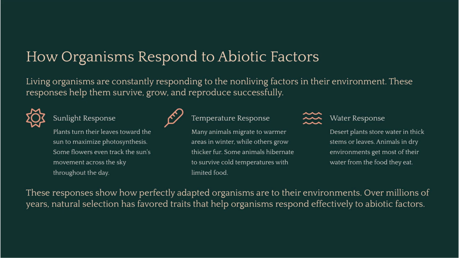It's not just living things that interact with each other. Organisms are constantly responding to the abiotic factors in their environment. A plant needs sunlight and water to make food. A fish needs a certain water temperature to survive. Animals might migrate to find warmer temperatures in the winter. These non-living factors determine where and how living things can exist.